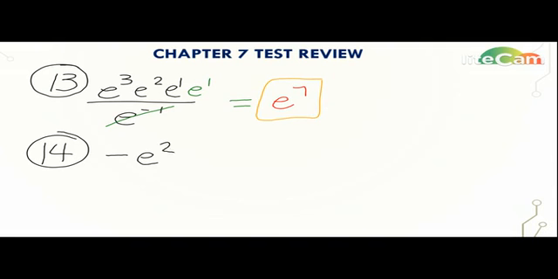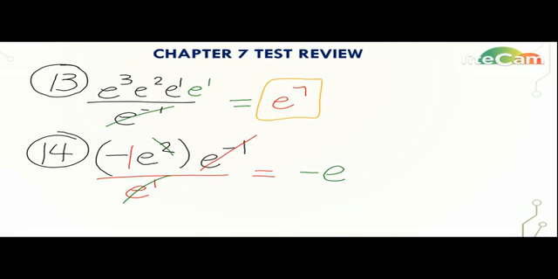For number 14, we have negative e squared times e to the negative 1. I'm going to flip the e to the negative 1 to the bottom of the fraction. That negative is really just a negative 1. And so if I look at how many e's I've got, I really only have 1. 2 on top, 1 on the bottom gives me just 1. So the answer is negative e.